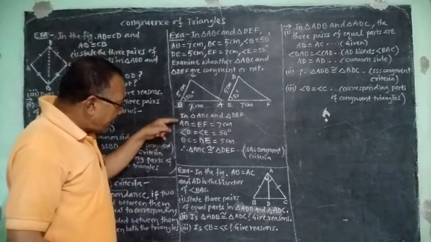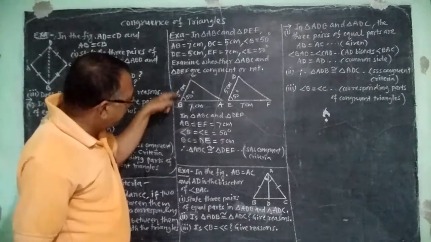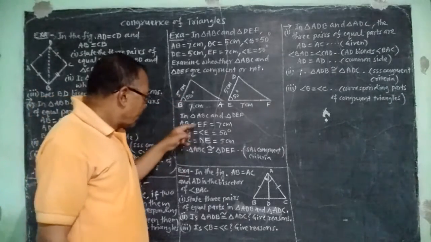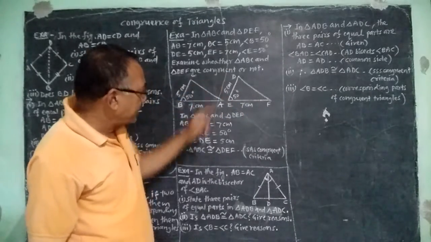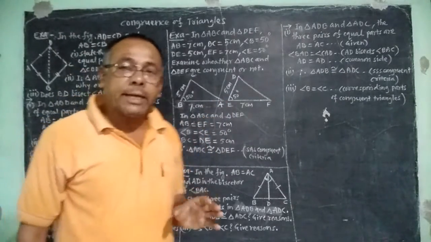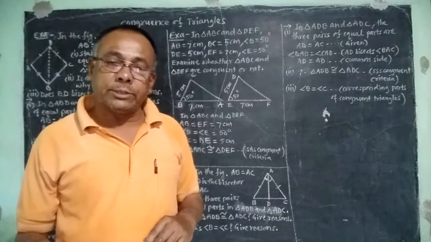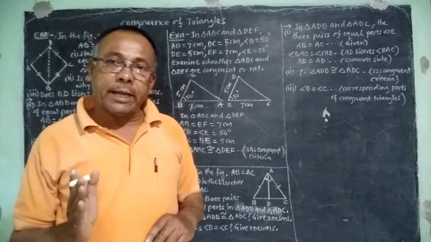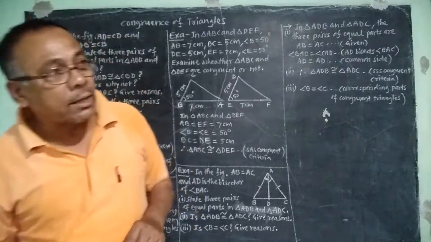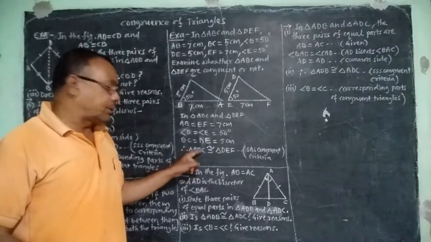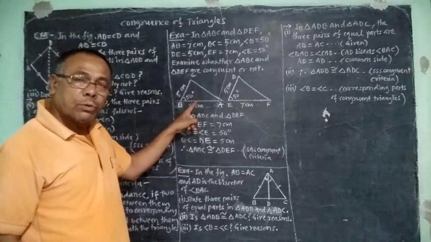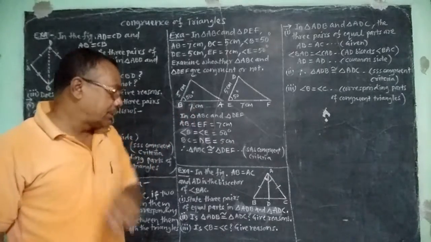So it is seen that AB and BC, these are two sides that include angle B. Here EF and DE, these are two corresponding sides that include angle E. So it is seen that the corresponding two sides and their included angle of one triangle are equal to the corresponding two sides and their included angle of the other triangle, and therefore triangle ABC is congruent to triangle DEF. This is the side angle side criteria.